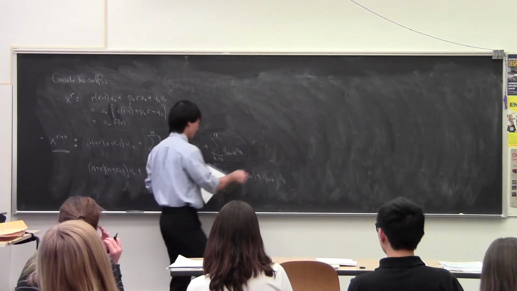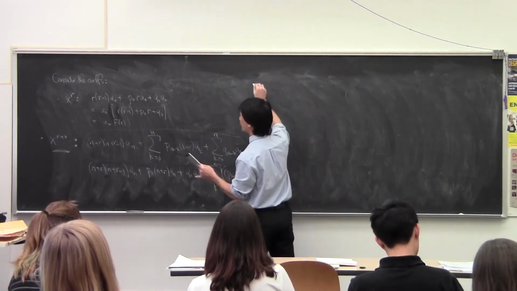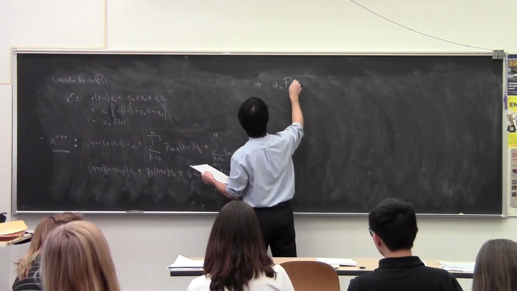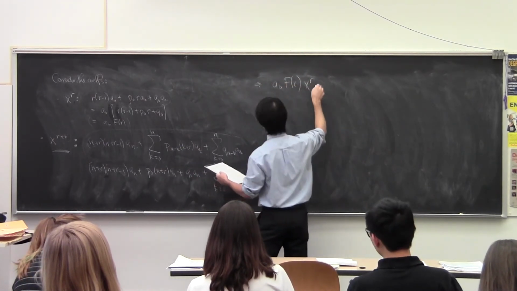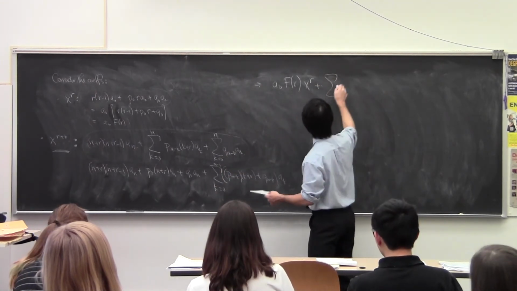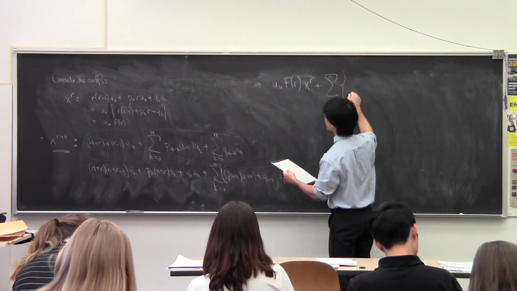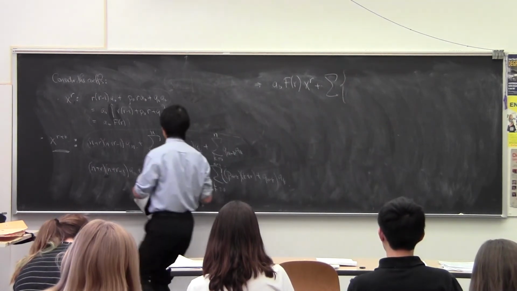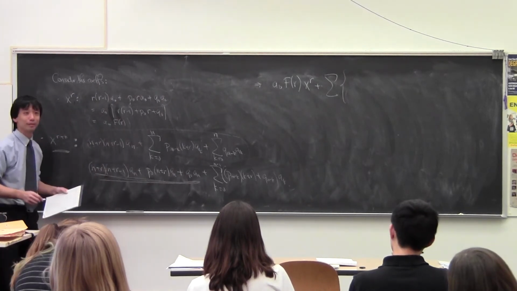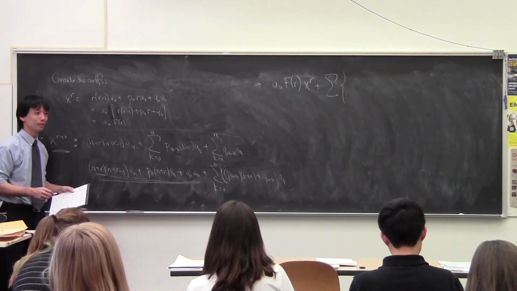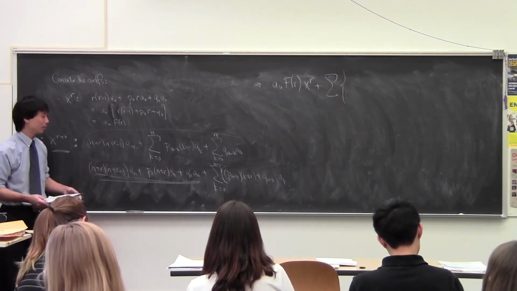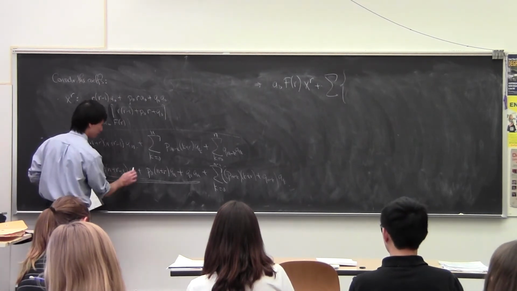Okay, and then I'm actually going to write the whole thing. So what we get is that we have a naught f of r x to the r plus summation. Does this look kind of familiar to you? This looks sort of like the factor of the a sub n.